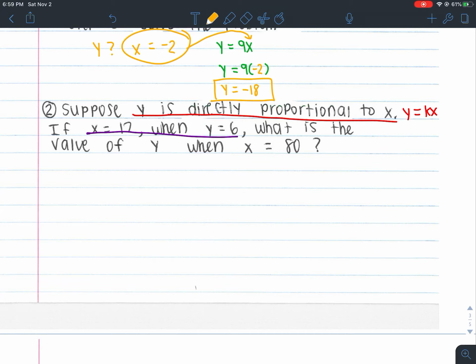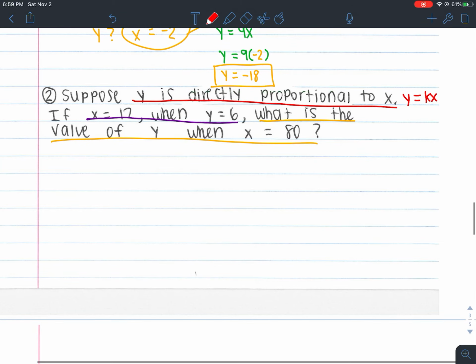Okay, so I'm given lots of questions, lots of things. So what is the value of y when x equals 80? So let's tackle this one at a time. How do I know this is direct variation? Well, it says directly proportional or directly vary. So something that says directly is going to tell me, okay, no y-intercept, so not y equals mx plus b, but y equals kx. Okay, so I got that down. The first step is I need to find my k.